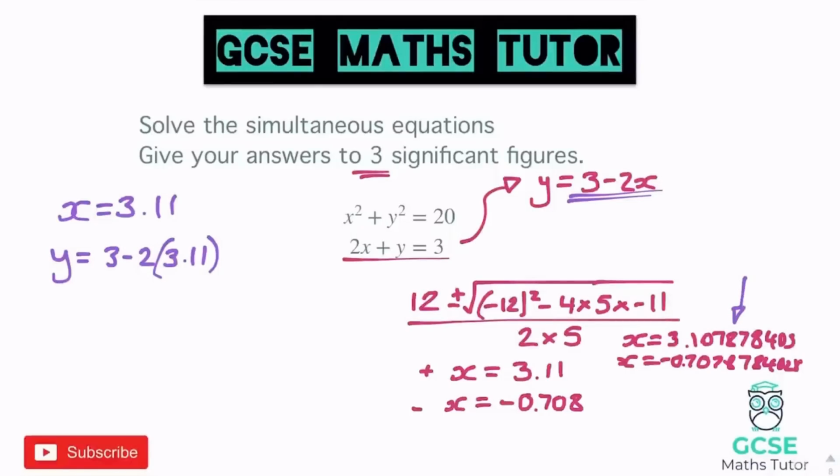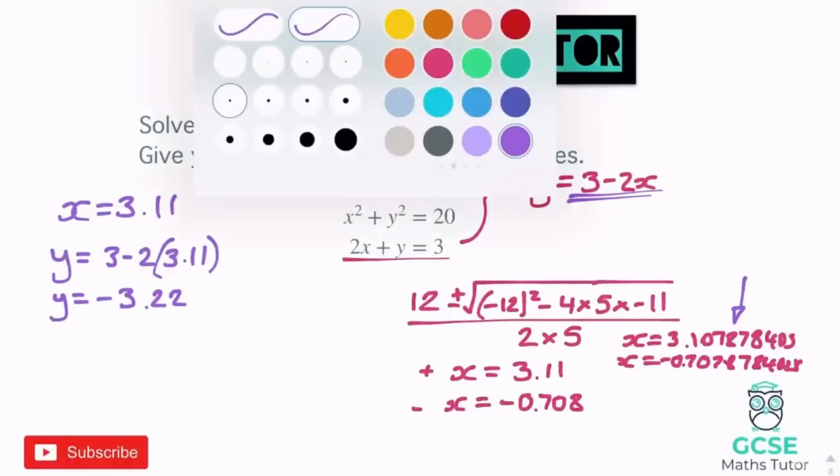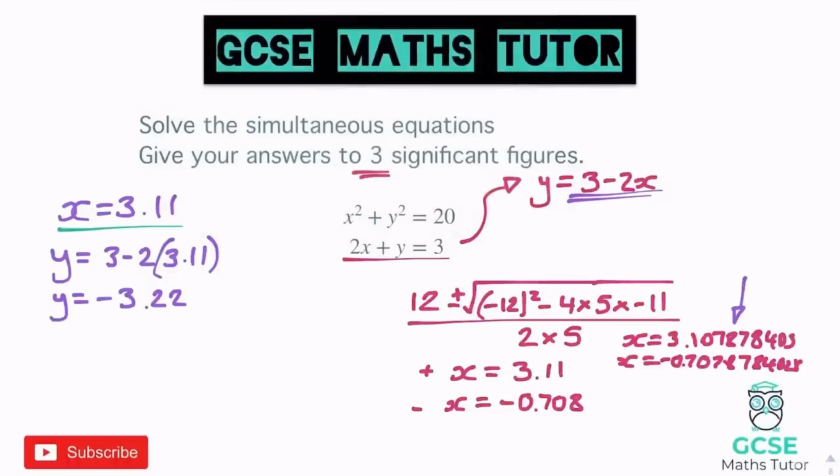So on my calculator, 3 take away 2 times, and let's type that all in, 3.107878405, I think it was. Just make sure you write it down clearly so you can read it, and press equals, and I get y equals negative 3.215, so 3.22. There we go, rounding that again to 3 significant figures, although it was negative 3.215. Okay, and that 5 rounds it up. So there's our first solution. We've got when x is 3.11, y equals negative 3.22. That's my first set of solutions there.